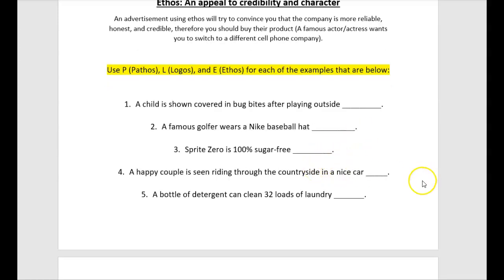Number 4, a happy couple is seen riding through the countryside in a nice car. Number 5, a bottle of detergent can clean 32 loads of laundry.